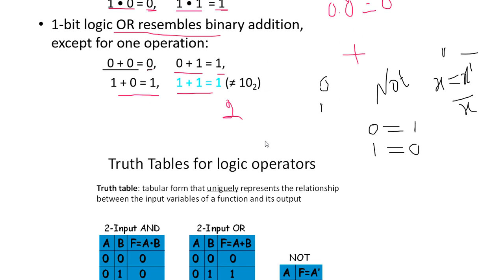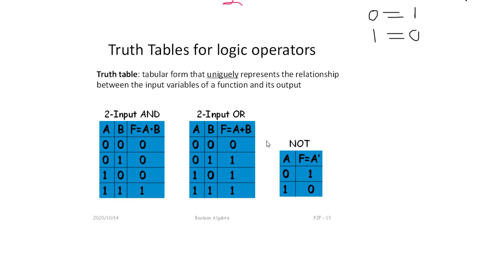Okay, you can see the truth table for this and, or, and not. You can see now here.